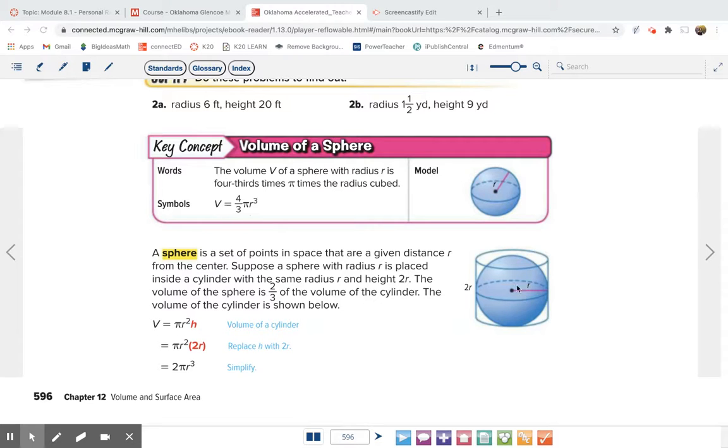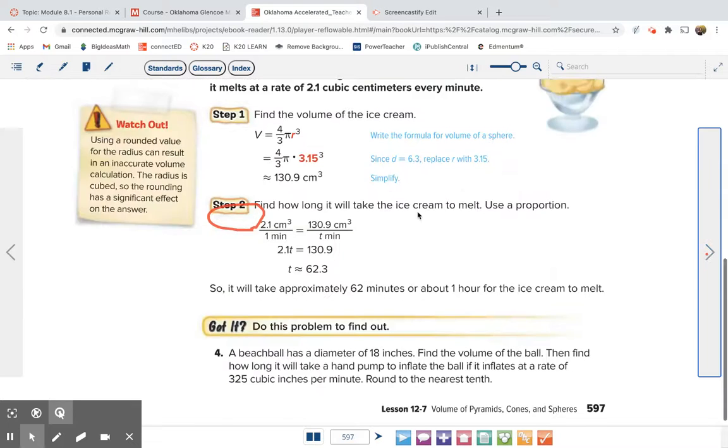Okay, and they show us here a sphere inside of a cylinder. It says a sphere is a set of points in space that are a given distance r to the center, radius. Suppose a sphere is placed inside a cylinder with the same radius and a height of 2r. The volume of the sphere is 2/3 the volume of the cylinder. So therefore, if you took the height of the cylinder, you would replace it with 2r. That is where they get the formula. If that was really confusing to you, don't worry. All you need to know is that the volume of a sphere is 4/3 pi r cubed. So write that down. And then we'll look at example 3.